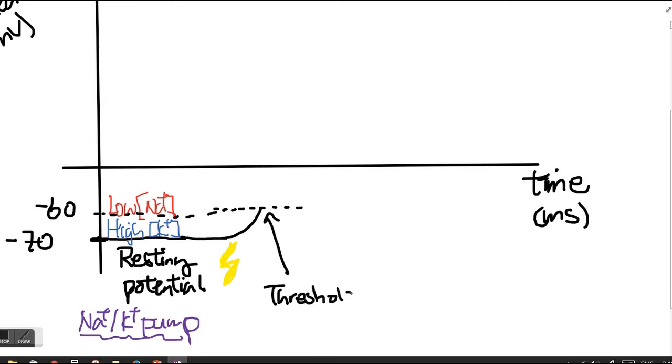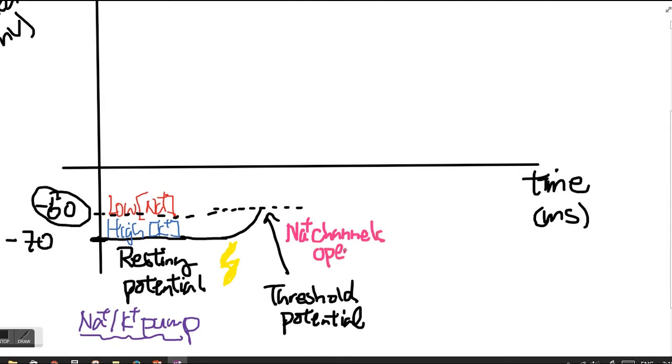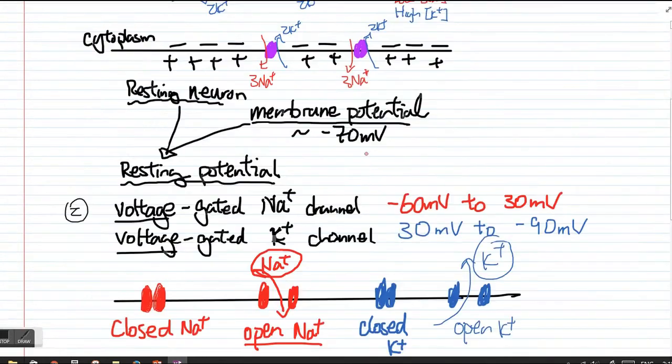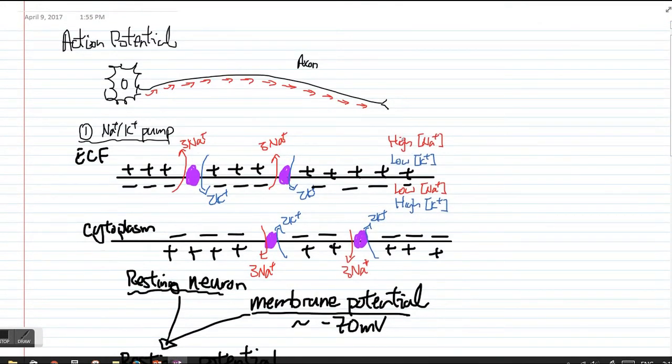And once you cross the threshold potential, you might remember minus 60 is actually the magic number for the sodium channels to open, right? So let's go back and see what happens. At the beginning, because of the sodium potassium pump, we have high sodium on the outside and low sodium on the inside. And these sodiums would naturally want to come back in down their concentration gradient. But they couldn't do it when the neuron is at rest because all these sodium channels are currently closed.